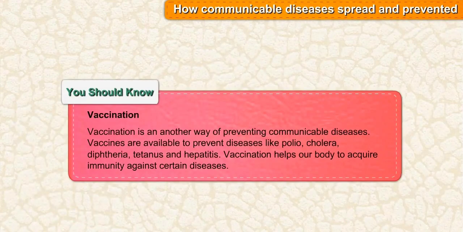You should know. Vaccination. Vaccination is another way of preventing communicable diseases. Vaccines are available to prevent diseases like polio, cholera, diphtheria, tetanus, and hepatitis. Vaccination helps our body to acquire immunity against certain diseases.